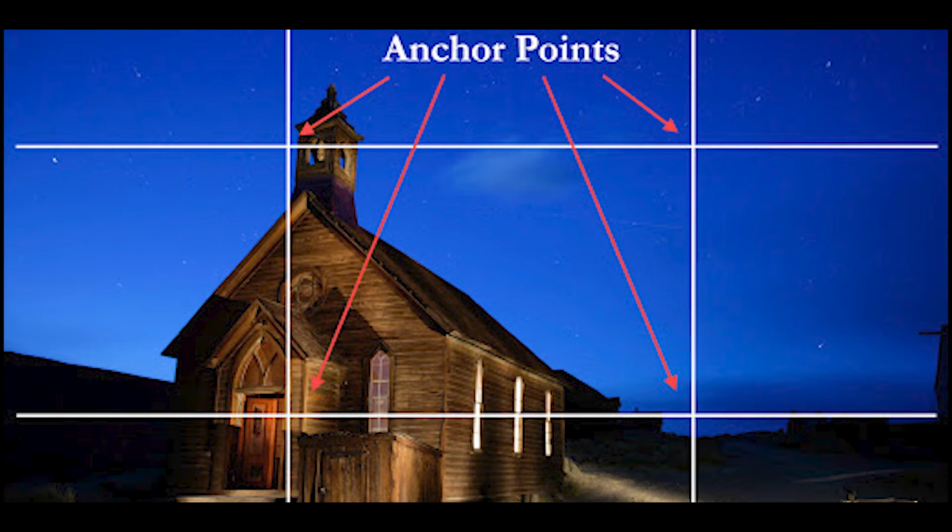The theory is that if you place points of interest in the intersections or along the lines, that your photograph becomes more balanced, and it will enable a viewer of the image to interact with it more naturally.